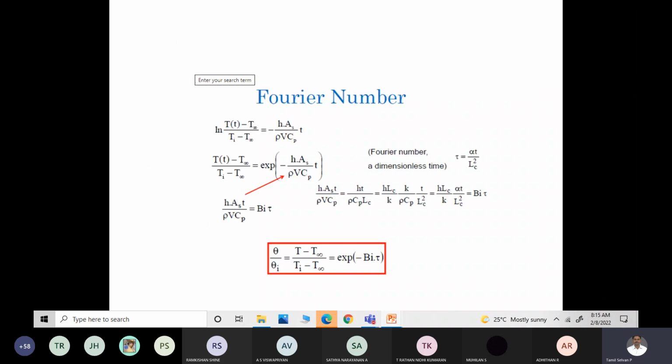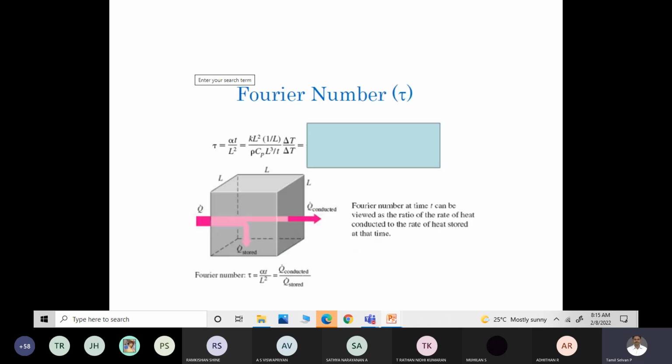The Fourier number is a dimensionless number, or dimensionless time, given by alpha t by Lc squared, where alpha is the diffusivity, t is the time, and Lc is the characteristic length, which varies for different solids. As mentioned here, the Fourier number at time t can be viewed as the ratio of the rate of heat conducted to the rate of heat stored at that time: Q conducted divided by Q stored.